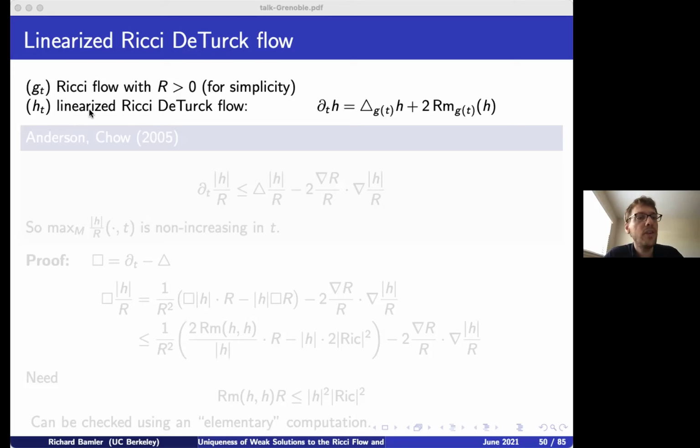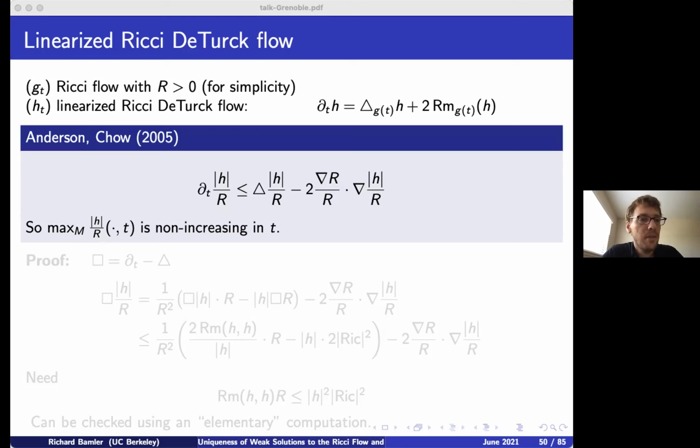And so here's the key estimate that we're going to be using. This is an estimate that was derived in a paper by Anderson and Chow in 2005. In this paper, Anderson and Chow derive, assuming you have a linearized Ricci-DeTurck flow, an evolution equation for the norm of H divided by the scalar curvature. Okay? And so they get this equation: some Laplacian term and then some gradient term. The nice thing here is that we can apply the maximum principle to this quantity, and we get that this quantity has to be non-increasing in t. So that's why this is a cool estimate.